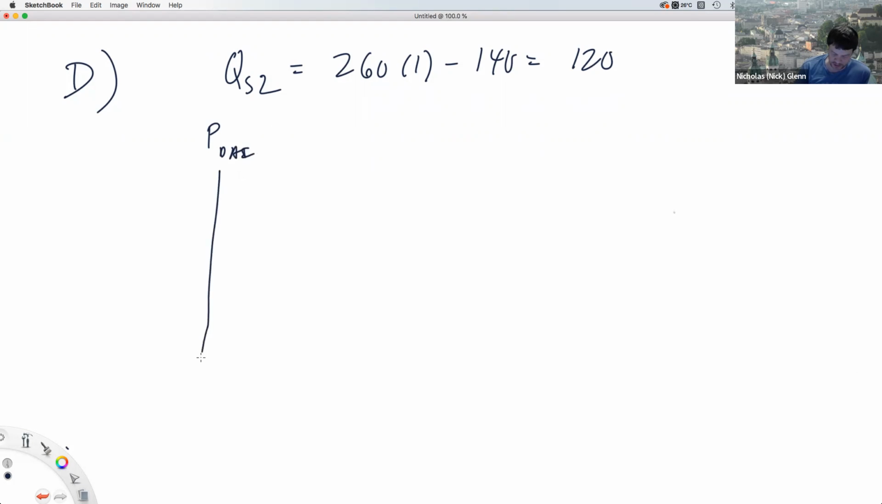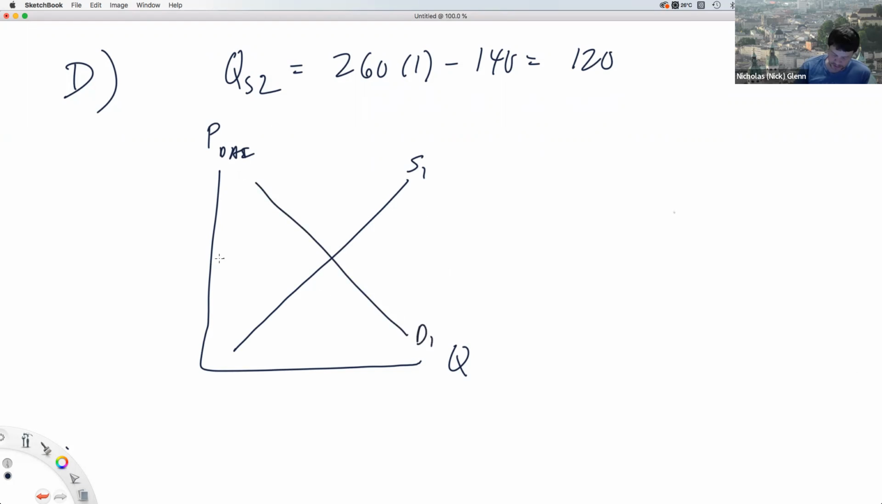Here's the price of the DAI. Here's the quantity. Here's the supply. Here's the demand. We started off at $1. This is where they want this to be. Everything was fine at first, and then we had this drop in demand. Okay, and we said there were 200 tokens in circulation.